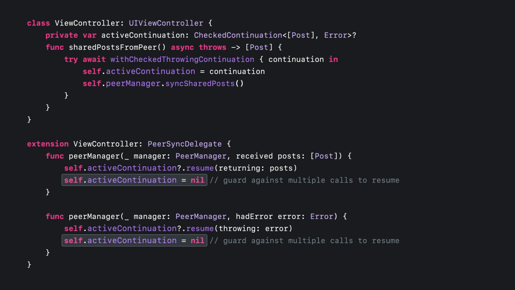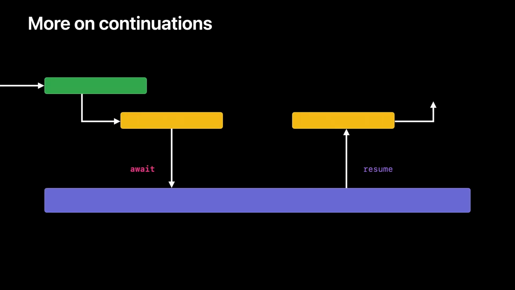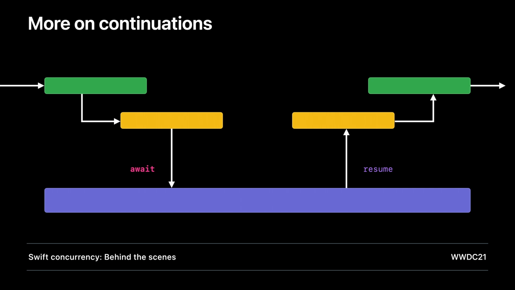Always remember, the checked continuation value here represents the ability to manually resume any async calls to this API, so it must be called on all paths. If your delegate API is called many times or not at all in certain circumstances, it is critical to resume any active continuations exactly once. To learn more about the lower-level details of Swift concurrency, including continuations, see the Swift Concurrency Behind the Scenes session.